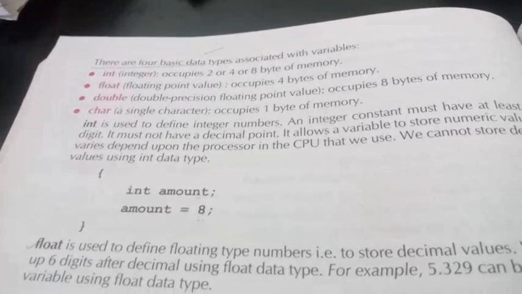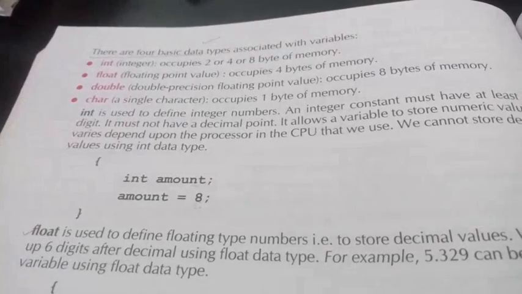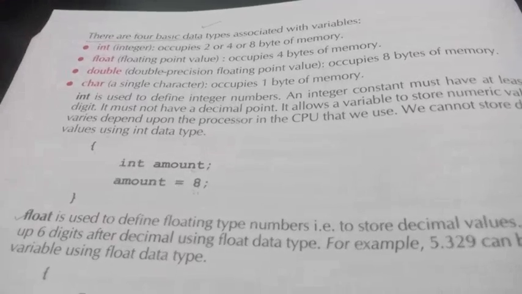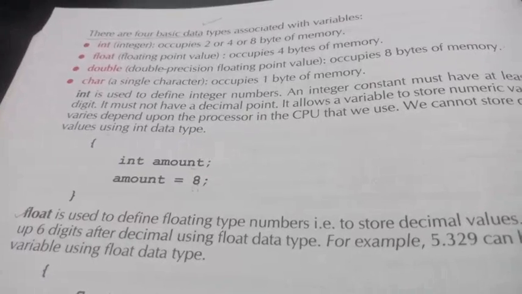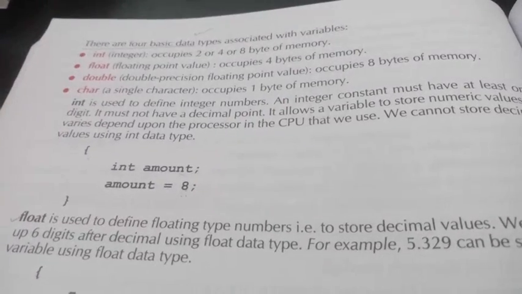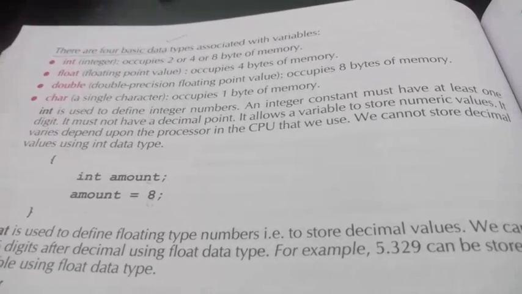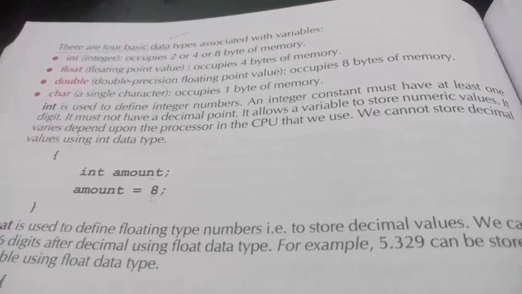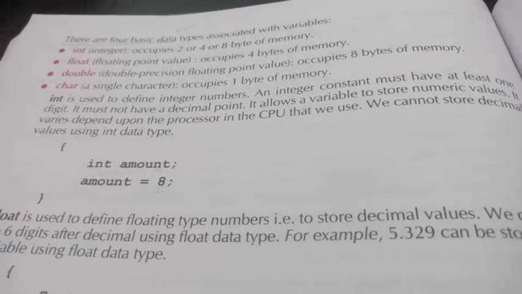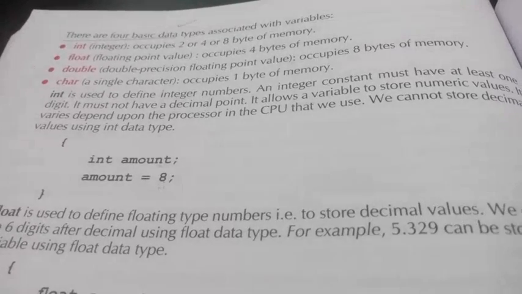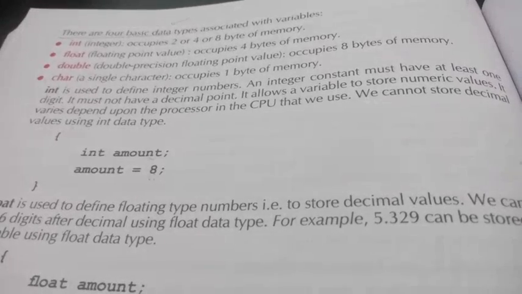And int is used to store integer values. Okay, so when we talk about 1 2 3 4 5 or 0, minus values are also included here. An integer constant must have at least one digit. It must not have a decimal point. It allows the variable to store numeric values. It varies depending upon the processor in the CPU that we use. We cannot store decimal values using the int data type.